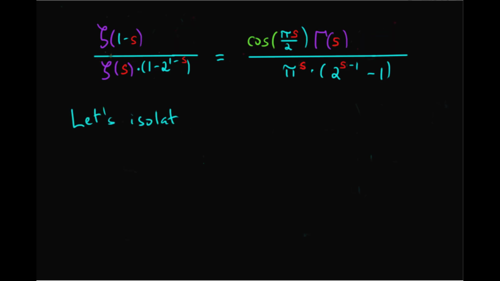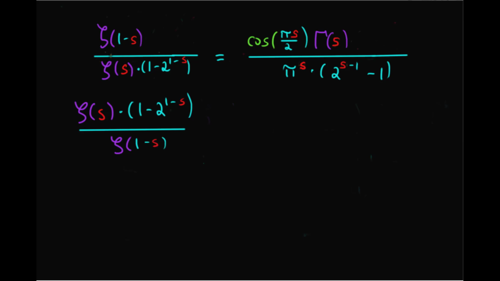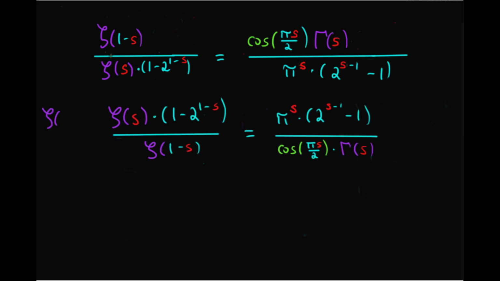So now I would like to isolate zeta of s on one side of the equation. In order to do that, I'm going to start by just taking the reciprocal of both sides, and so then I'll have zeta of s times the quantity 1 minus 2 to the 1 minus s, all over zeta of 1 minus s equals pi to the s times the quantity 2 to the s minus 1, all over the cosine of pi s over 2 times gamma of s. And so again, in an effort to isolate zeta of s, I'm going to multiply both sides of this equation by zeta of 1 minus s all over the quantity 1 minus 2 to the 1 minus s. So we can cancel terms.